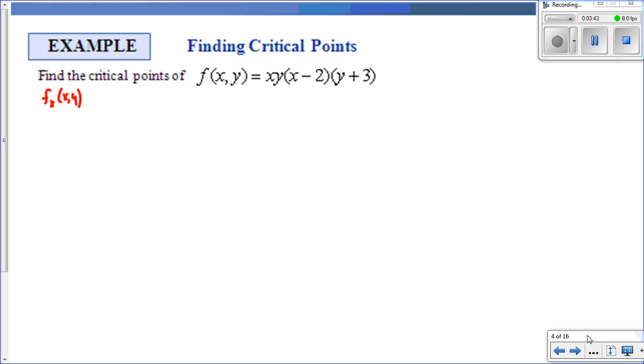Now I'm just going to go ahead and use the product rule. I'm taking the partial with respect to x. There's x's here and here, so this part's just a constant. So I'll have y plus 3 times, since x is involved in both of these two factors, I need the product rule. So I'm going to have xy times the derivative of x minus 2 with respect to x, so that's 1, plus x minus 2 times the derivative of xy, which will just be y.